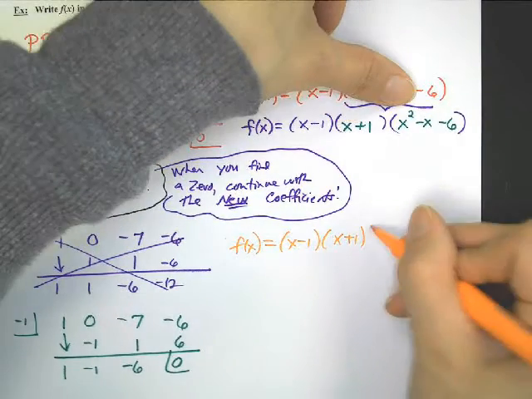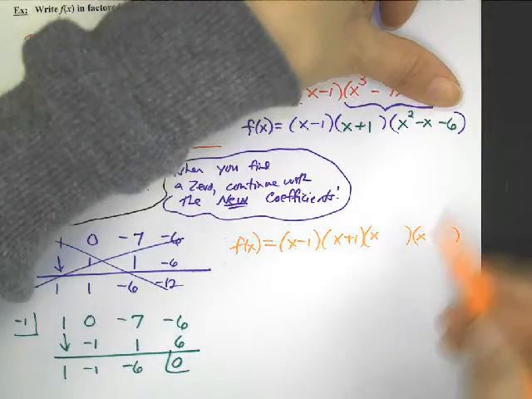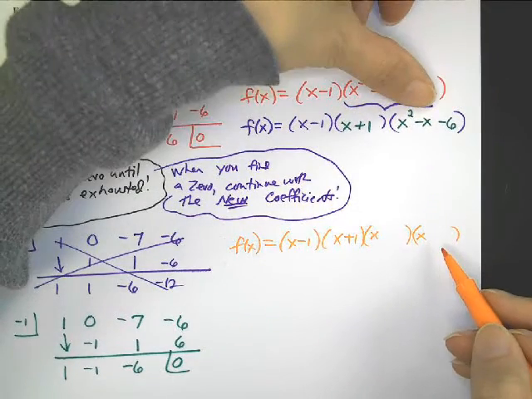X plus 1. Let's see, x and x. How do you make a 6? 1 and 6, 2 and 3.